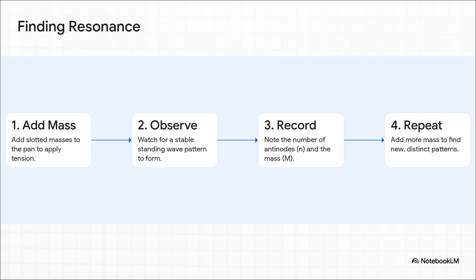So what's the game here? It's kind of like a treasure hunt. You're looking for the sweet spots, those perfect weights that make the string lock into a beautiful, stable standing wave. And every time you find one, you just count the number of antinodes, those vibrating loops, and write down the mass you used. Then you change the mass and you start hunting for the next pattern.